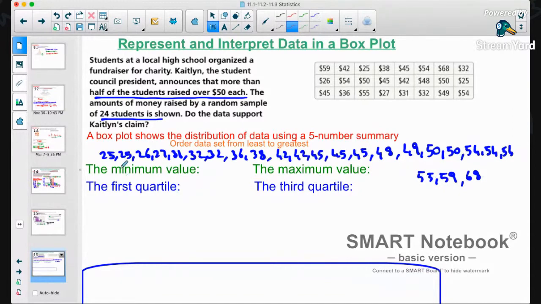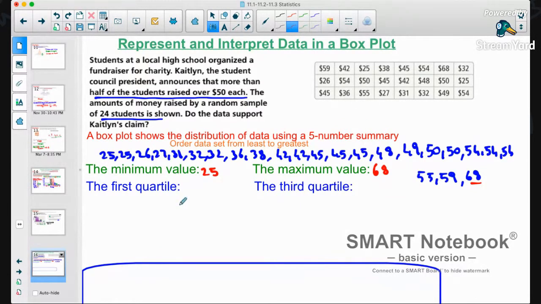So what is the minimum value? The minimum value is, ladies and gentlemen, 25. So 25 is your minimum value. What is the maximum value? Maximum value is 68. Now, I told you there are five number summary. One of them is minimum. Second one is maximum value.